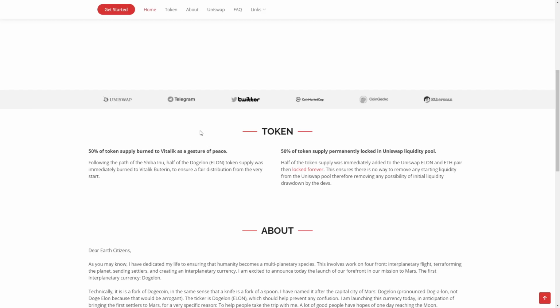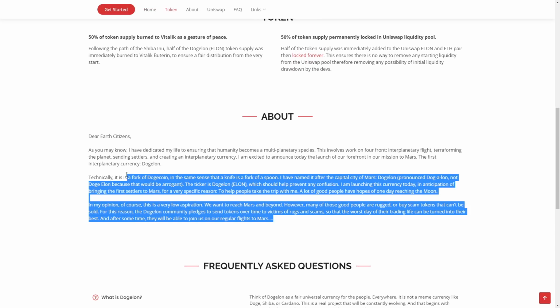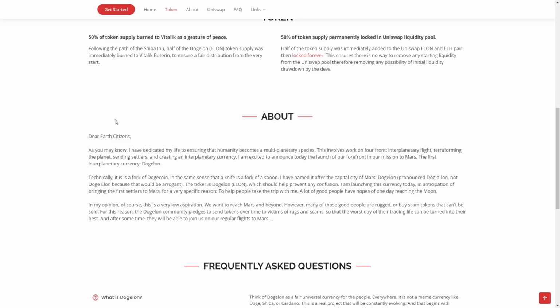50% of token supply currently locked in Uniswap liquidity pool. Half of the token supply was immediately added to the Uniswap Elon and Ethereum pair, then locked forever. This ensures there is no way to remove any starting liquidity from the Uniswap pool, removing any possibility of initial liquidity drawdown by the devs. So it says here, okay, this is the best part of the coin. Like I said, guys, this is just a meme coin, so don't take anything seriously here.